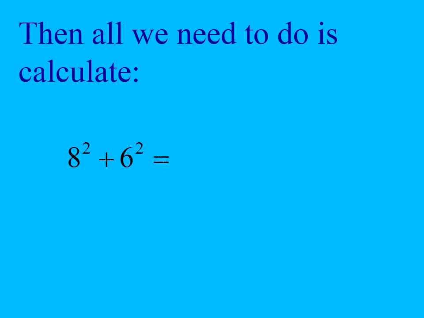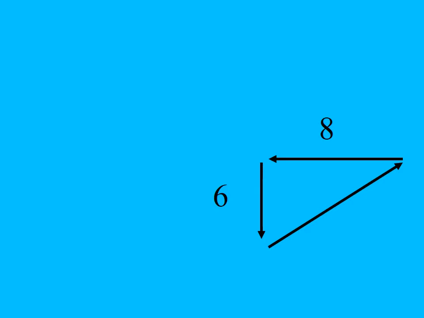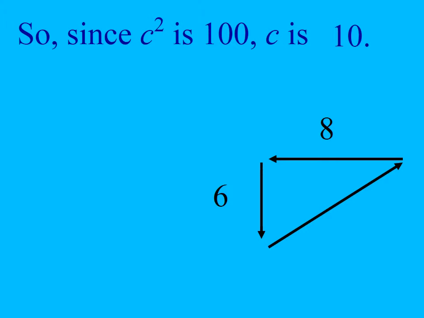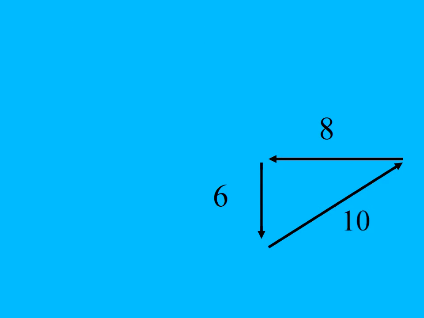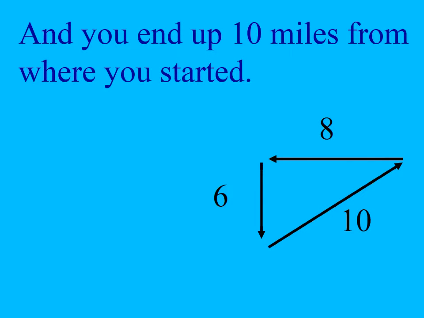Now, all we have to do is calculate. 8 squared plus 6 squared is equal to 64 plus 36. 64 plus 36 is equal to 100, and 100 is equal to C squared. Since C squared is equal to 100, C is equal to 10. And you end up 10 miles from where you started.